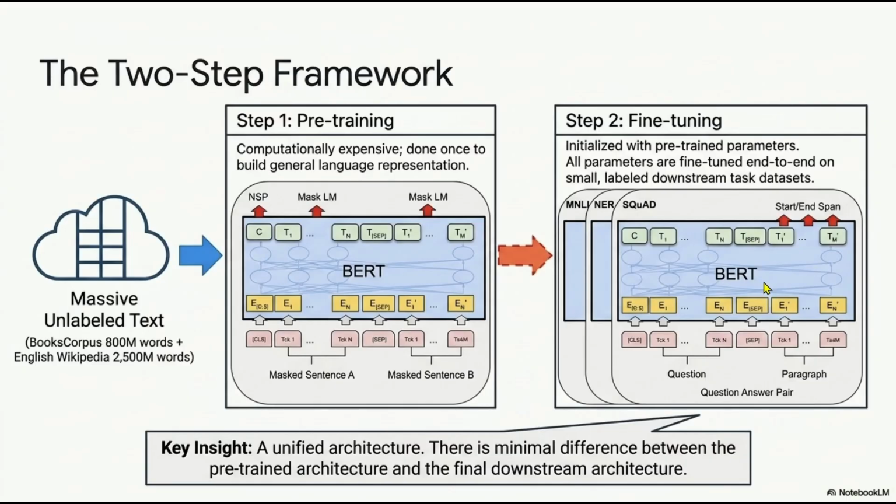The BERT framework consists of two steps: pre-training and fine-tuning. First, we pre-train the model on massive amounts of unlabeled text, specifically 800 million words from BooksCorpus and 2.5 billion words from English Wikipedia, to build a general understanding of language. Then we initialize with these parameters and fine-tune all parameters end-to-end for specific downstream tasks like MNLI, NER, or SQuAD.